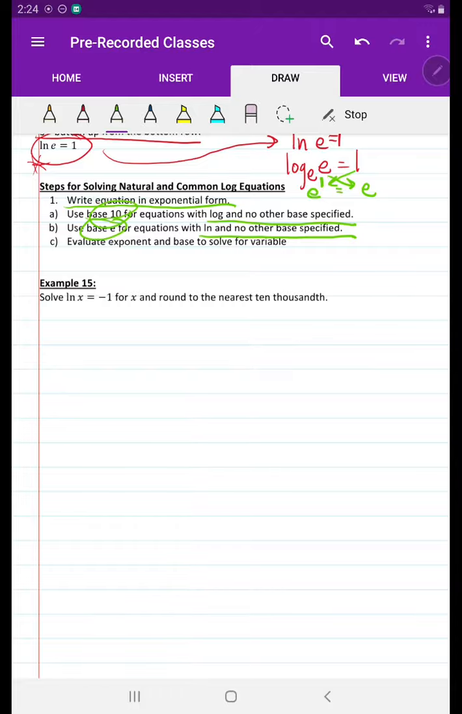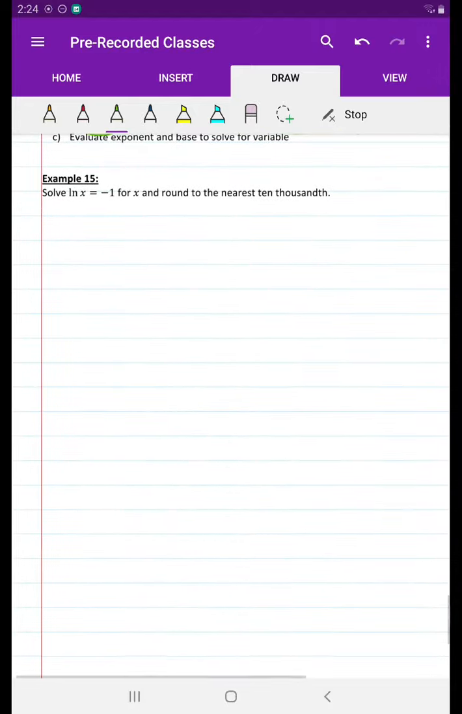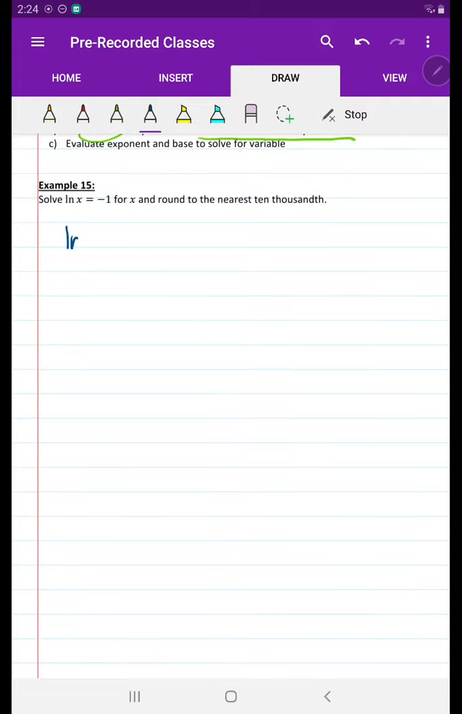So for example, number 15, we have natural log of x equals -1. So let's see, I'll copy down the problem first, and then I'll show you how I would rewrite it. So if I have natural log of x equals -1, I would rewrite this as log base e of x equals -1. So the only thing I've done so far is rewritten it with my base of e.